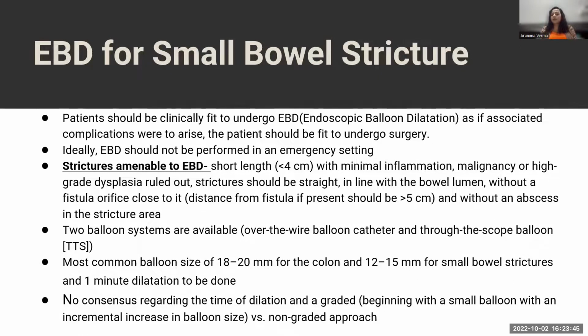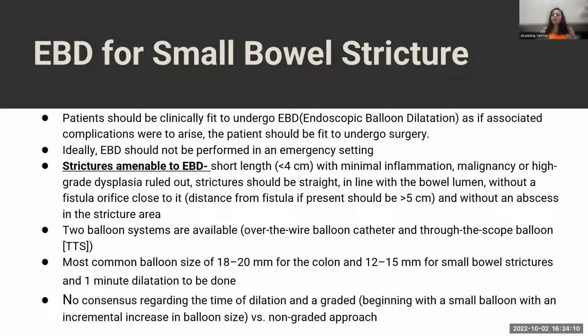And we should not have complications, because in case there is a complication during the endoscopic procedure, the patient should be fit enough to undergo surgery. It should not be performed as an emergency procedure. And the strictures that you should choose for endoscopic balloon dilatation should have a length shorter than 4 cm, minimal inflammation, and malignancy should have been ruled out. It should be straight in line with the bowel lumen without any fistula orifice close to it.